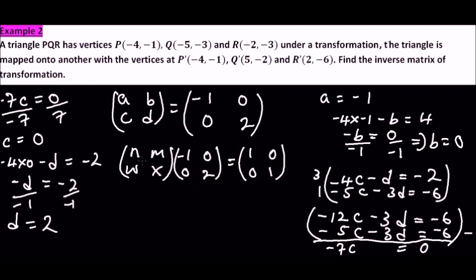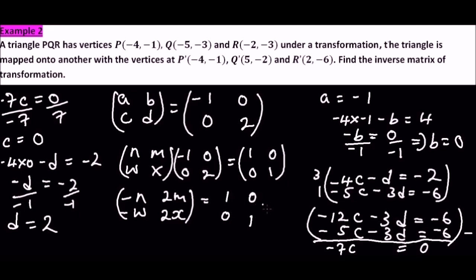So we multiply here, this will be N times minus 1 is minus N, because M times 0 is 0, so here we have minus M. Here we have N times 0 is 0, M times 2 is 2M, so you get 2M, and then we have W times minus 1 is minus W, so there we end up with minus W, and here we have W times 0 is 0, X times 2, that will give us 2X, and close the bracket, it should give us 1 0 0 1.